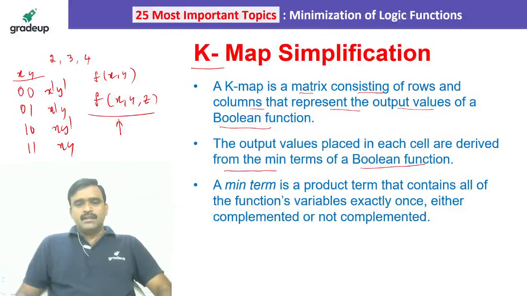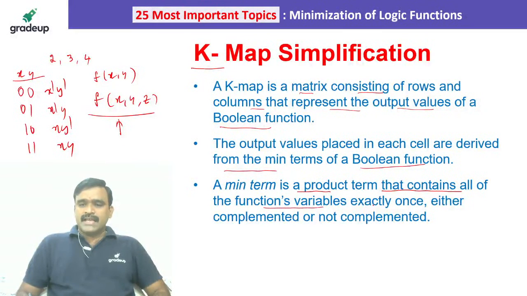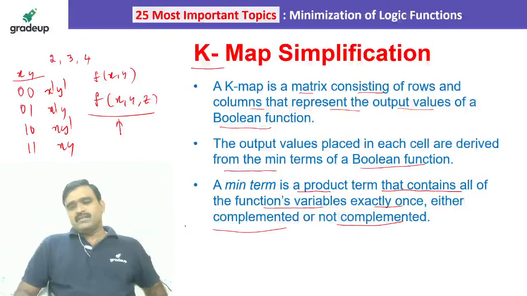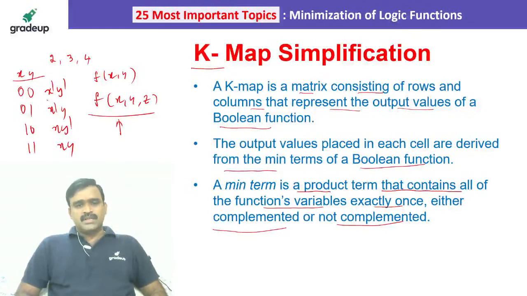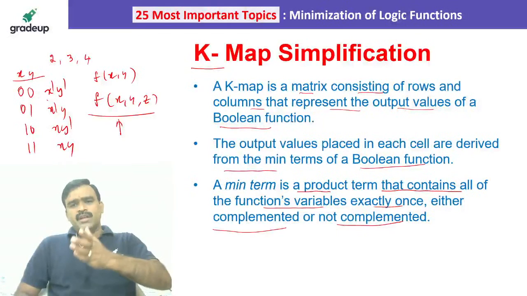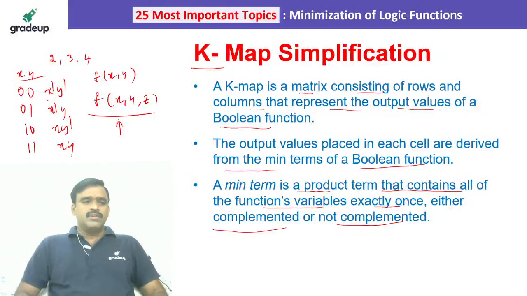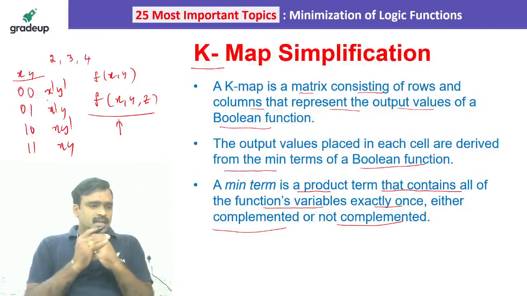Okay. So basically a min term is a product term that contains all of the function variables exactly once, either complemented or in non-complemented form. That is, x bar is the complemented form, x is the non-complemented form. So this is how we are going to represent it. If we take 3 Boolean variables, we will represent 2 power 3 combinations. Everything I will show you diagrammatically, so please listen and observe carefully.